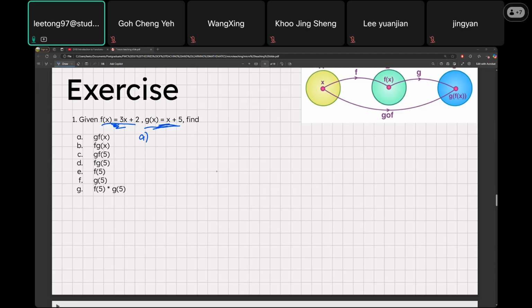We need to look at these two. These two are different, gfx and fgx. We always look at the function that's closest to the object. So this is g of x, and this is f of g of x.